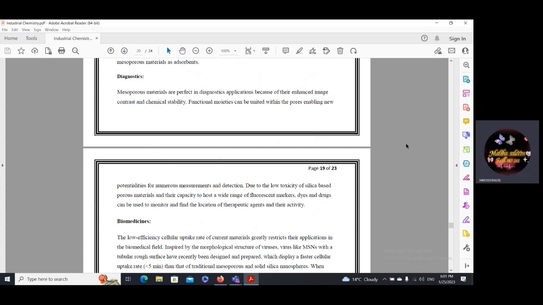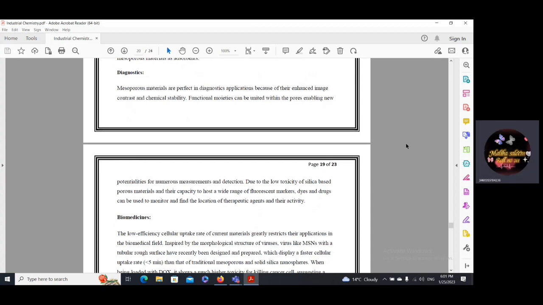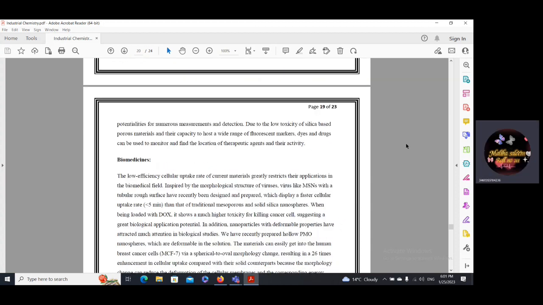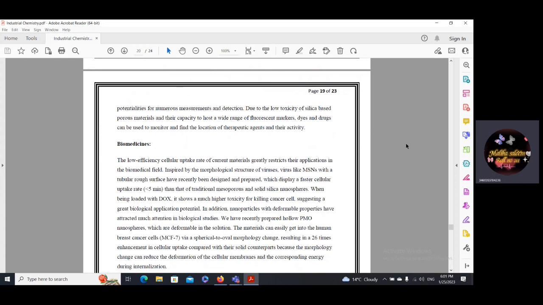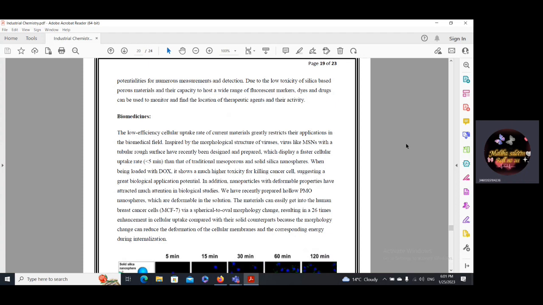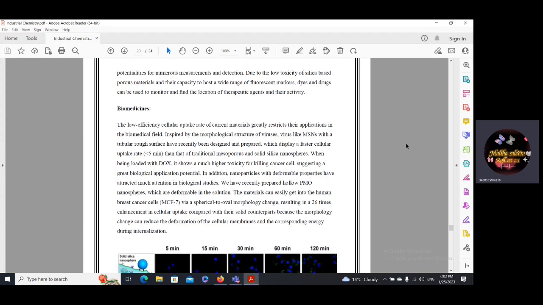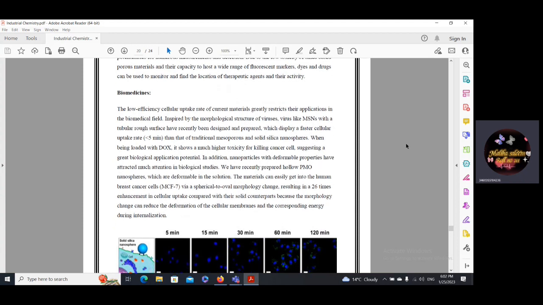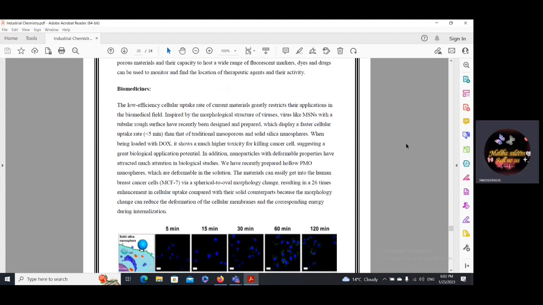Mesoporous materials are perfect in diagnostic applications because of their enhanced image contrast and chemical stability. Functional moieties can be united within the pores, enabling new potentials for numerous measurements and detection due to the low toxicity of silica-based porous materials and their capacity to host a wide range of fluorescence markers. Dyes and drugs can be used to monitor and find the location of therapeutic agents and their activity.